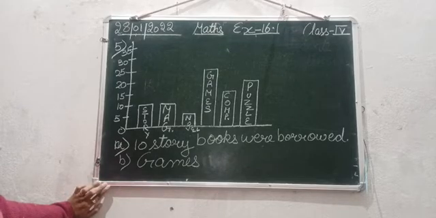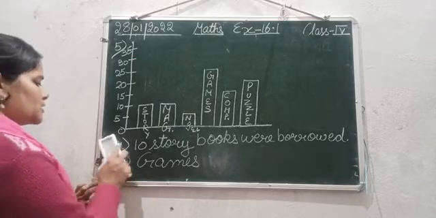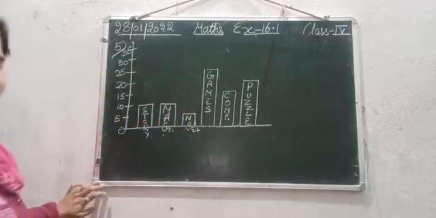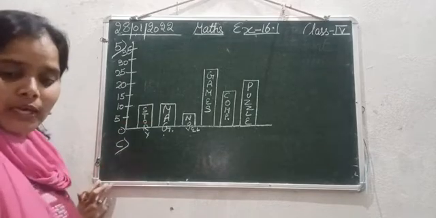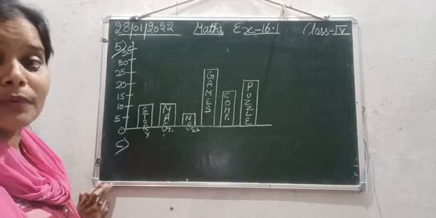Got it? Chaliye. Moving next to the C1. So I'm going to erase the A and the B1 from here. The C is, which type of book is least popular? सबसे कम popular books कौन सी हैं?